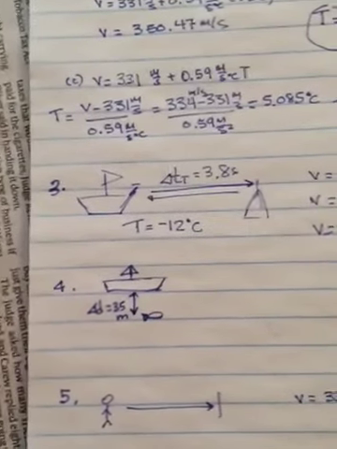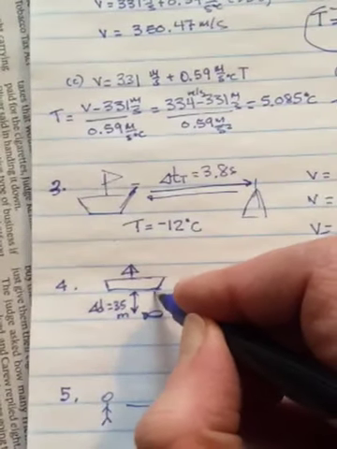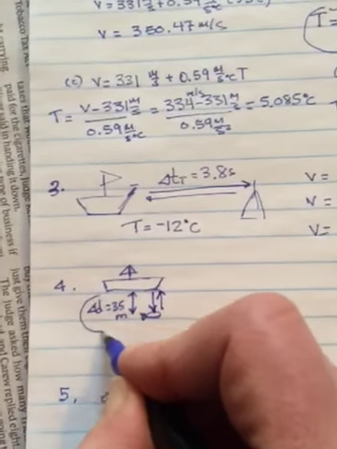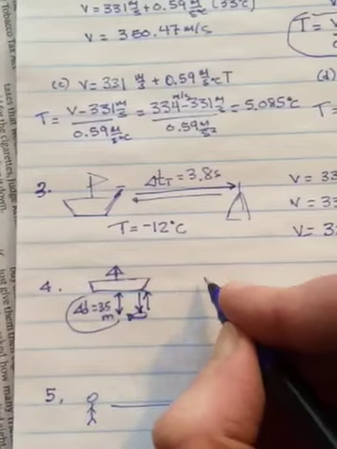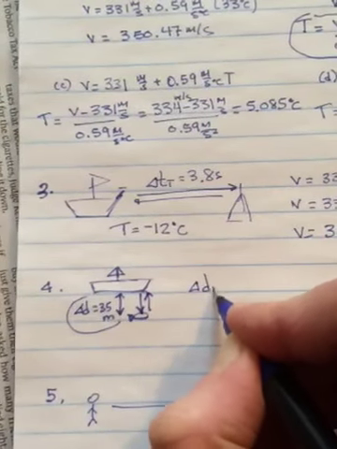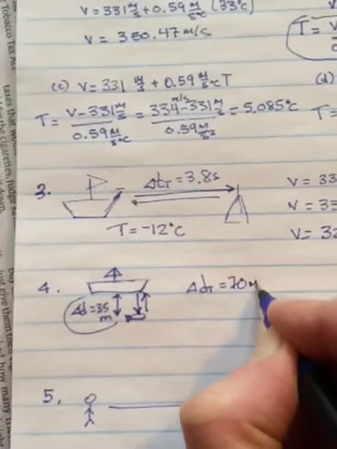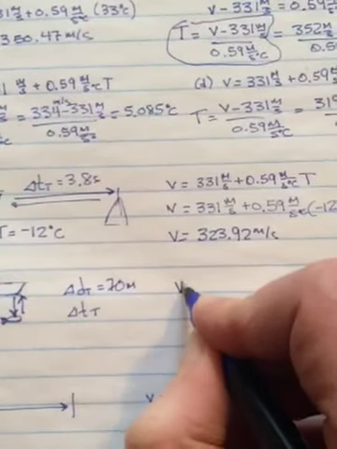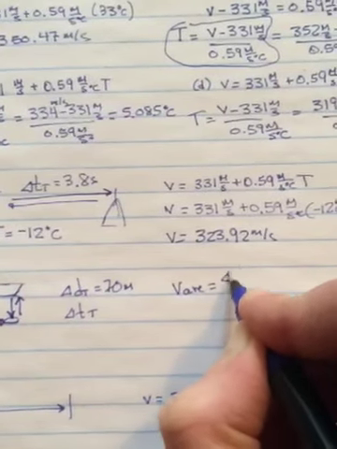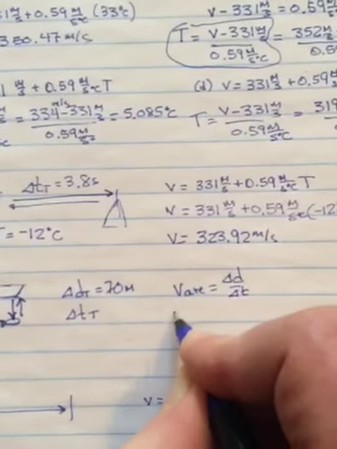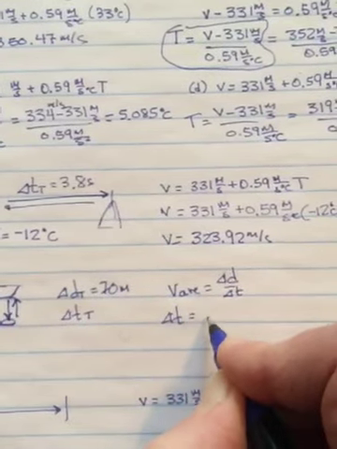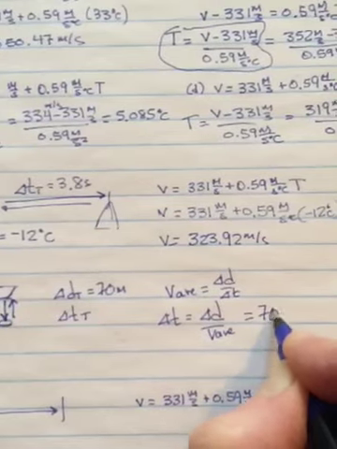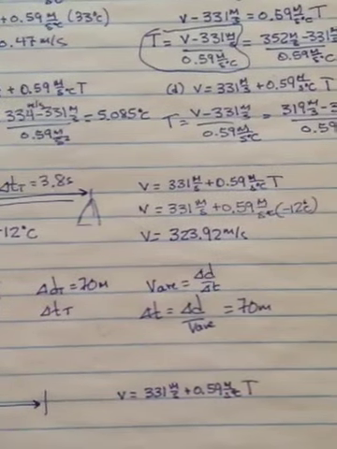So it means down and back. Okay, so this 35 meters is just one way, but really we want the delta D total to be 70 meters, and we're looking for delta T total. Okay, so we're going to use V average is equal to delta D over delta T. So delta T is equal to delta D over V average. So we know our delta D is 70 meters. Now the question is, what is our V?